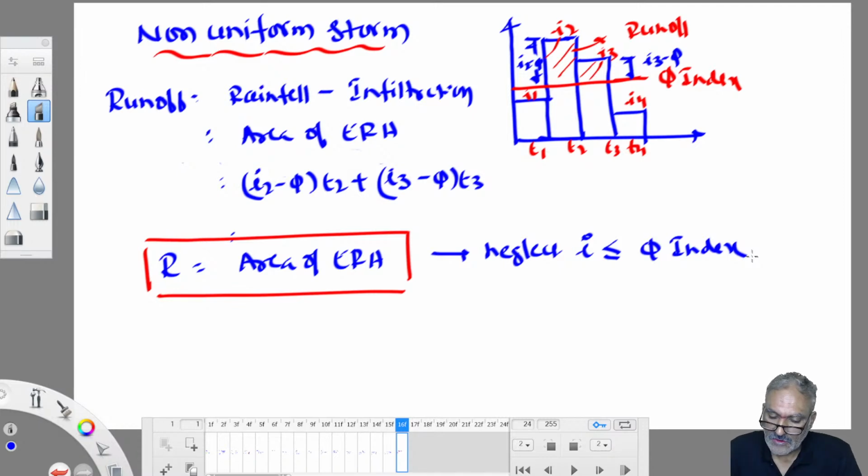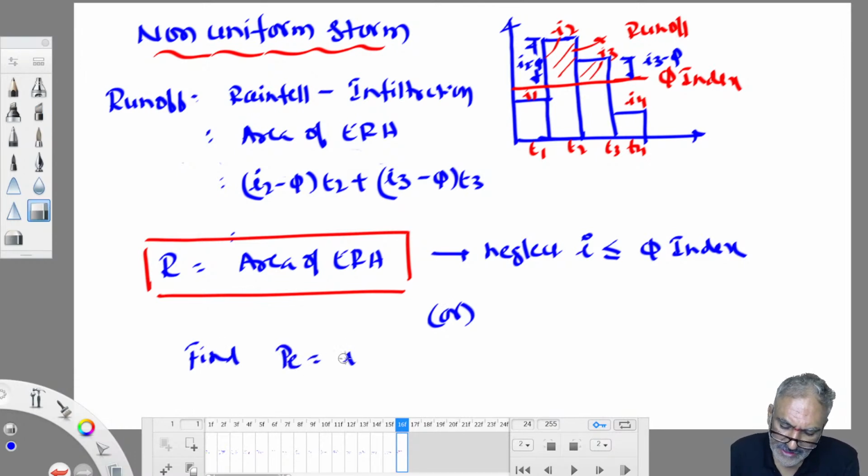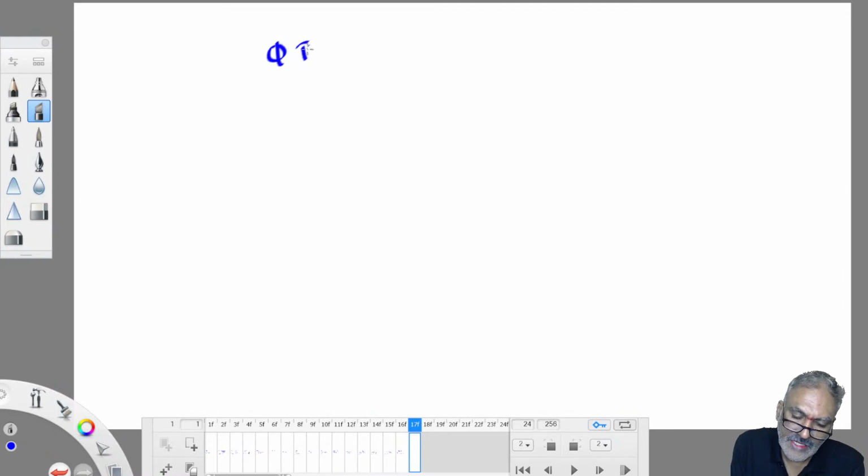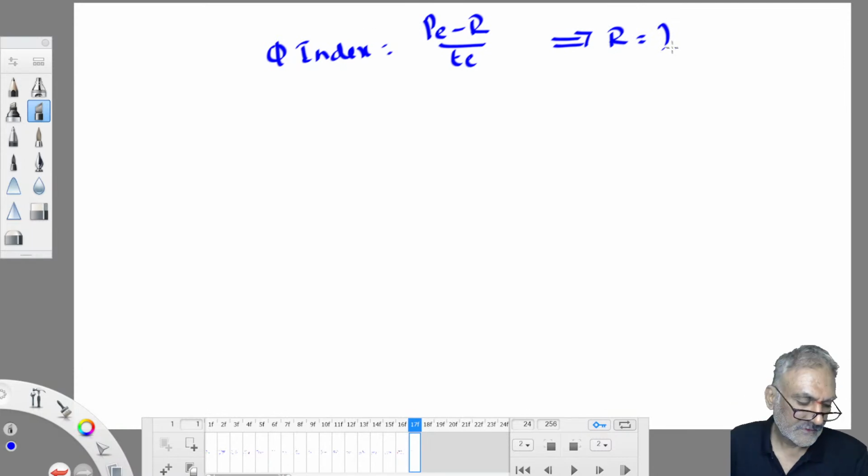Otherwise, you can also work it out like this. Find PE, where PE is equal to sigma I into T only, but again neglect the I values which are less than or equal to the phi index. Then TE is equal to sigma T only. Once you get this, we know that the phi index is equal to (P minus R) by TE. So the phi index is known, and from this also you can find out runoff. You know PE, TE and the phi index, so you can find out runoff. That way also you can work it out. It is up to you, so whichever way you feel comfortable, you can use that procedure.